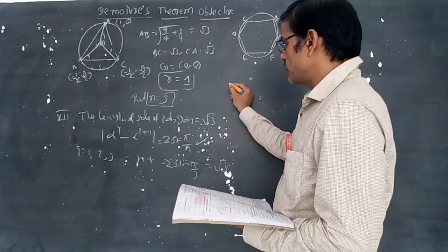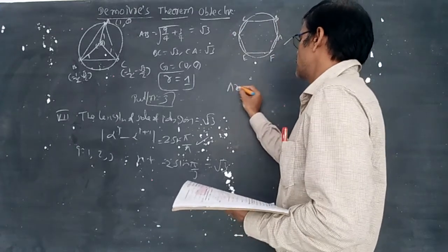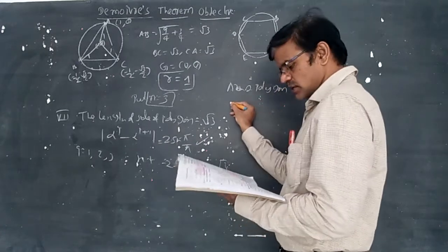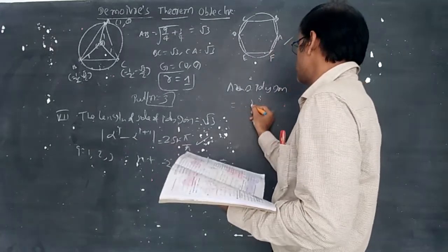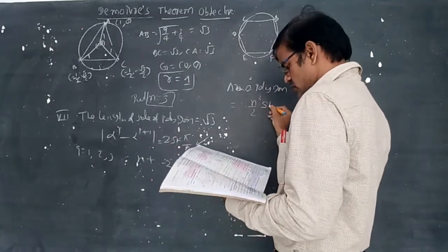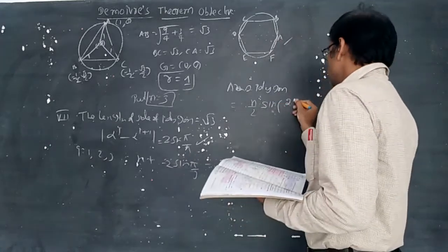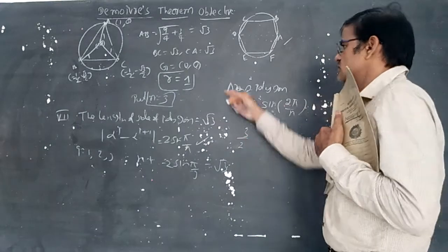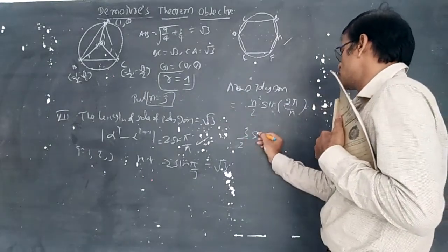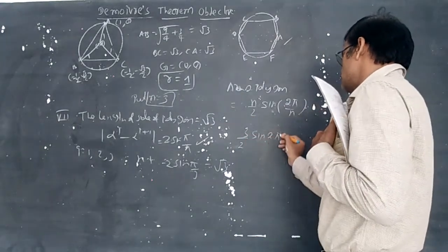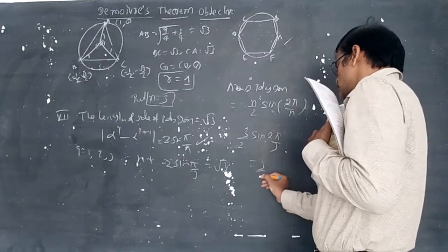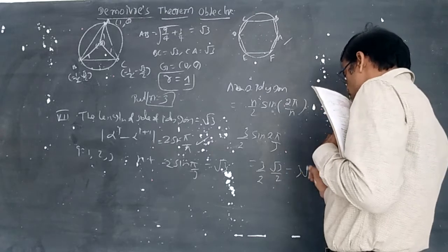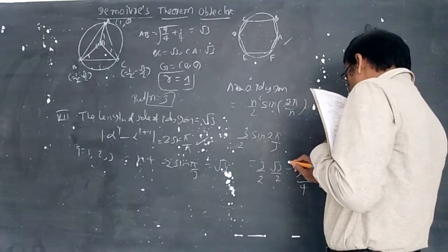Now, area of polygon. The area of polygon is given by the formula n by 2 into sin 2 pi by n. Here you take n as 3. So 3 by 2 into sin 2 pi by 3. That is equal to 3 by 2 into sin 120, value root 3 by 2. That is equal to 3 root 3 by 4.